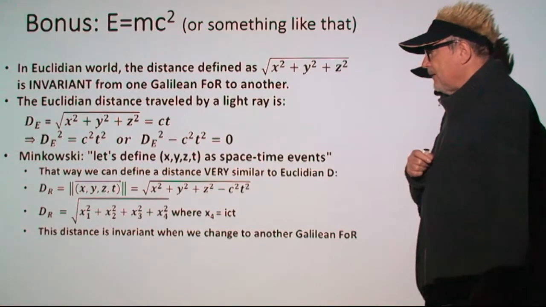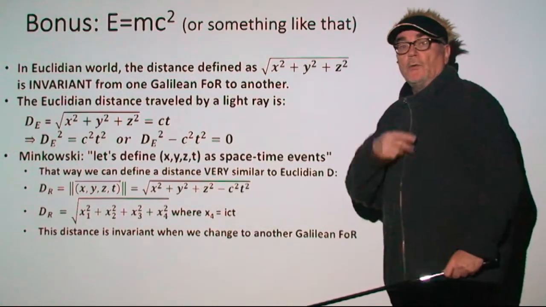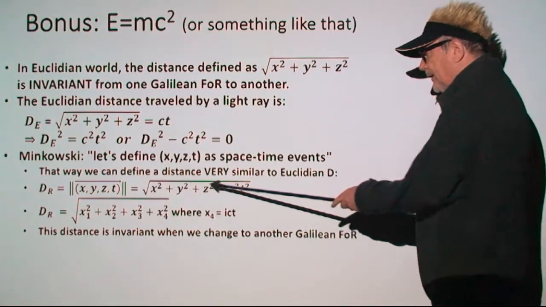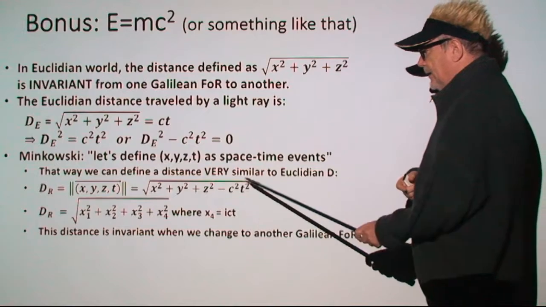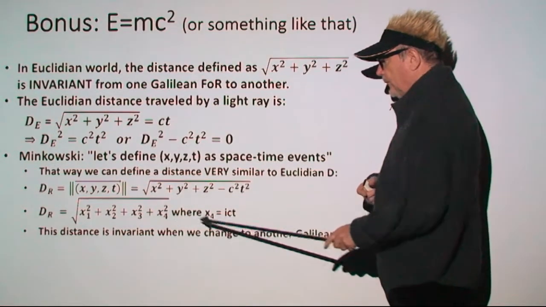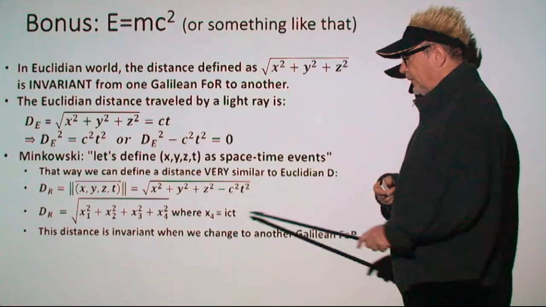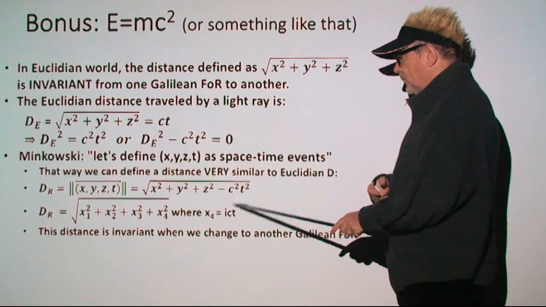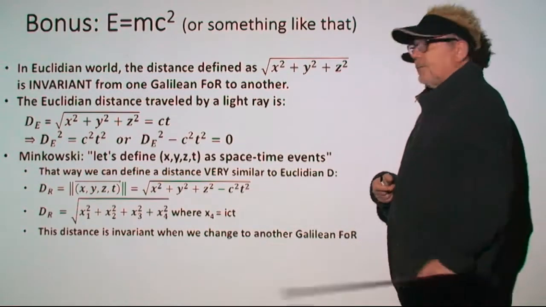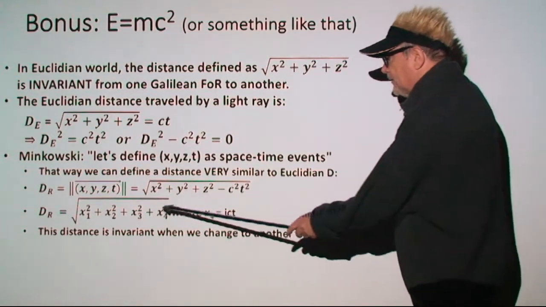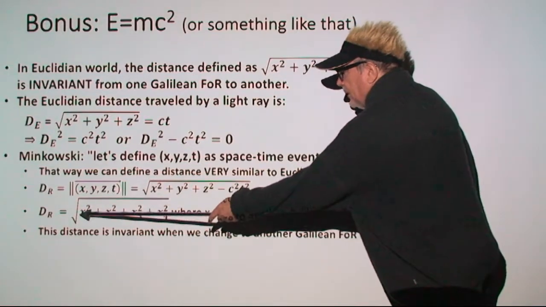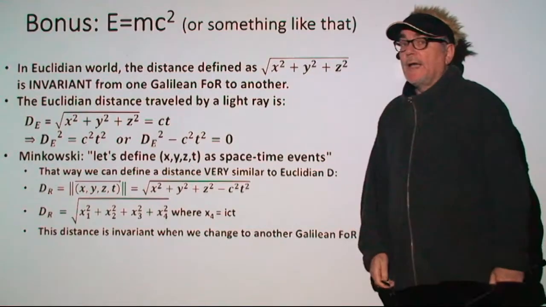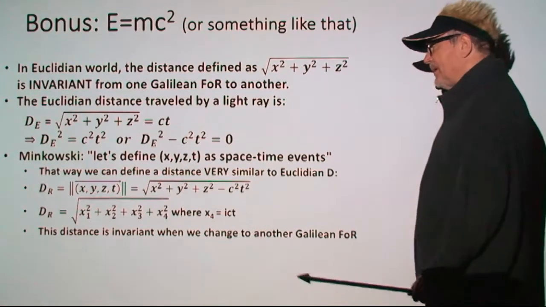But then if we do that and look at the norm of the vector here, we could get something like that. If we assume that x4 is equal to ict, which means x4 squared is equal to minus c squared t squared, then you can write that this distance would be equal to that, which is really close to what we get in the 3D world. So you see, that would be pretty interesting.